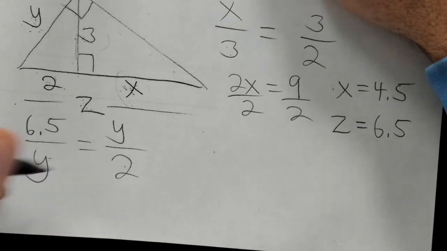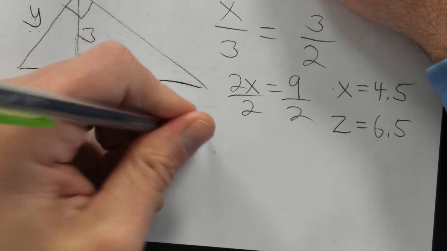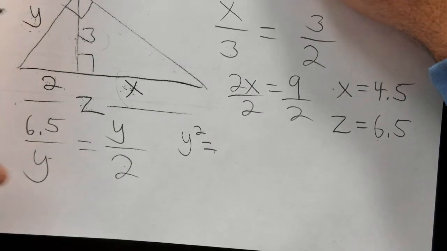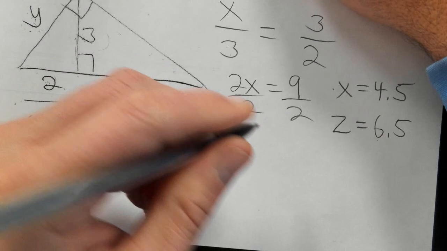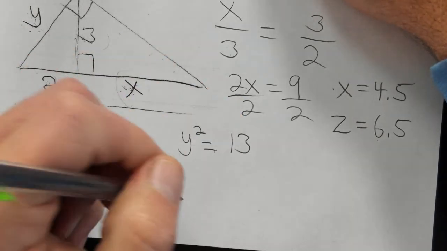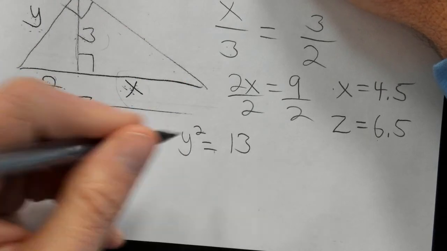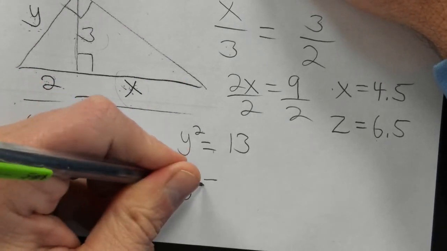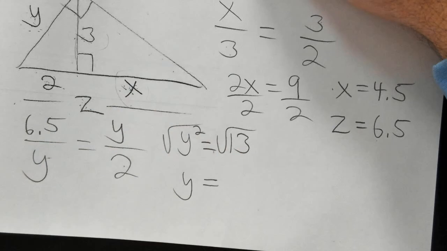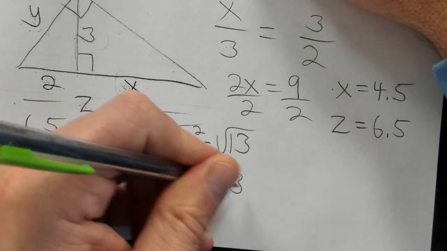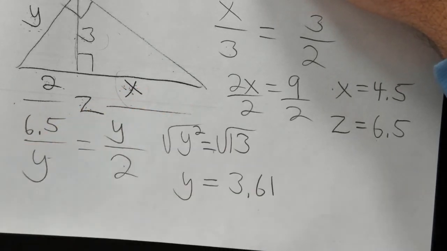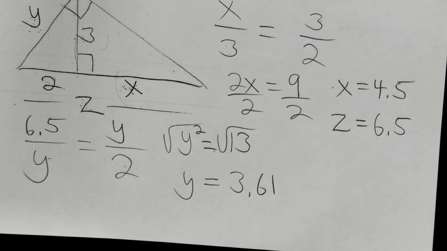Now we're ready for cross product. Y times y is y squared. And 6.5 times 2 is 13. And now we are ready to take the square root of both sides. And that's going to be y is equal to 3.61 is the correct answer there. All right, so there you go.